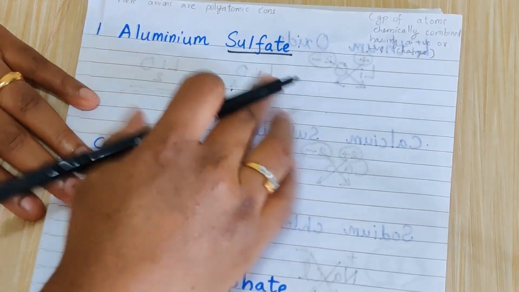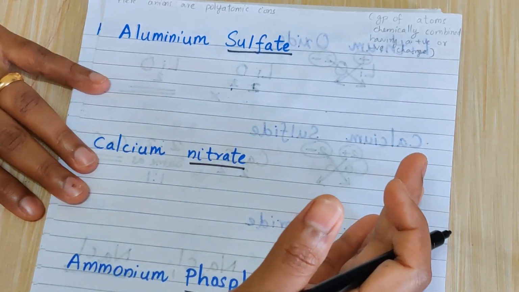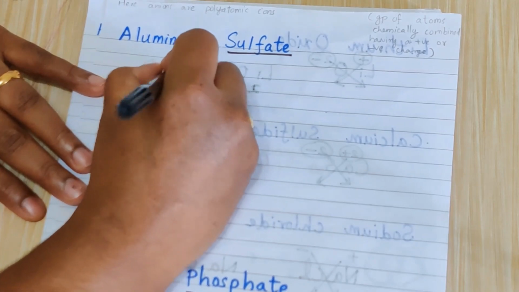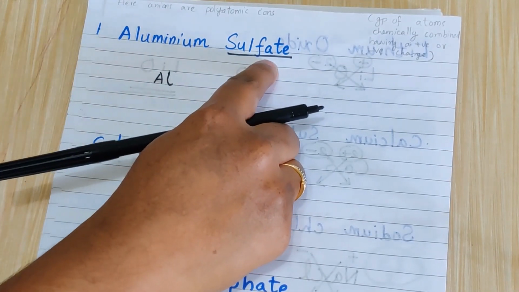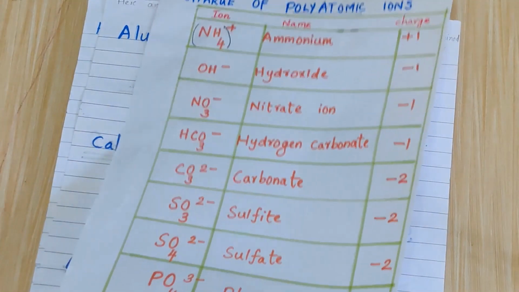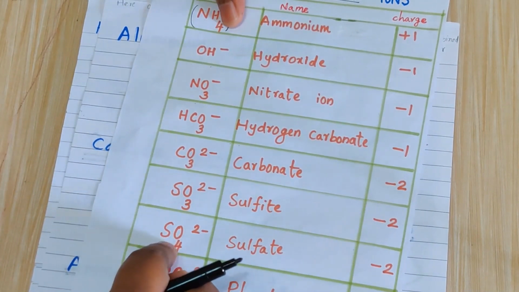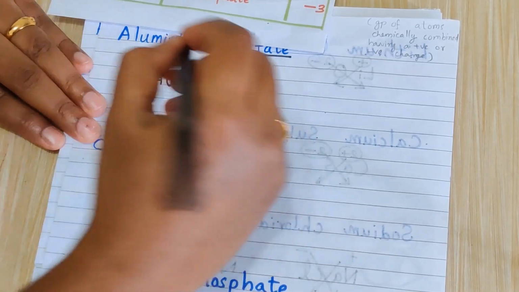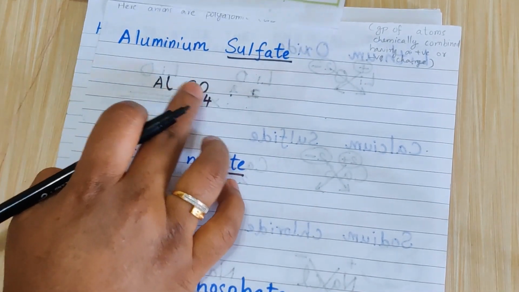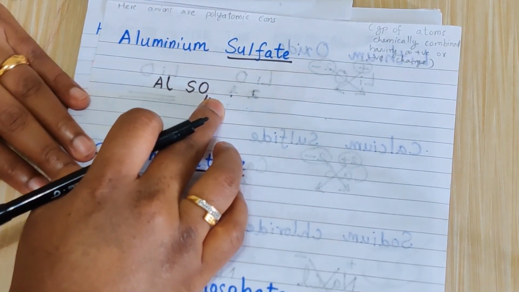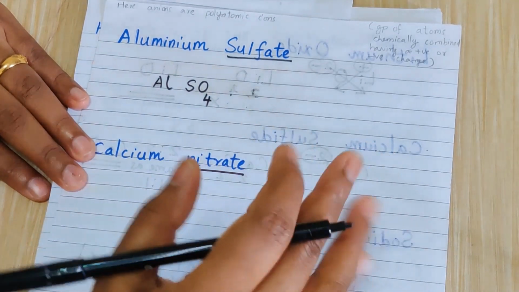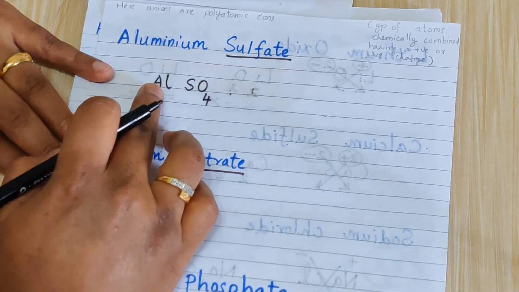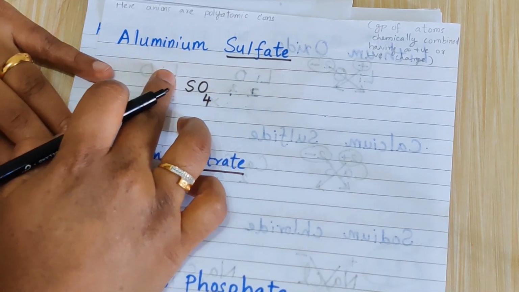Aluminium sulfate. Steps are same. First we have to write the symbols. Symbol of aluminium is Al. Sulfate. What is the symbol of sulfate? Sulfate is SO4. This is our first step. We just write down the symbols of the ions, whether it is a polyatomic ion or normal ion. Second step, we have to write the charges above the symbols.